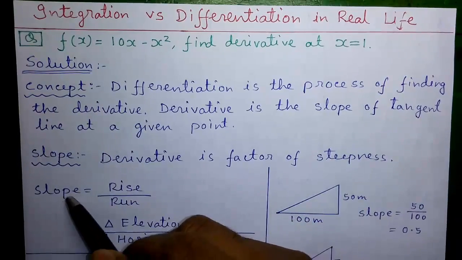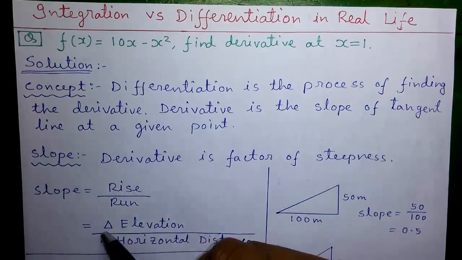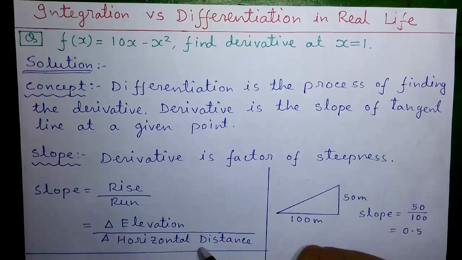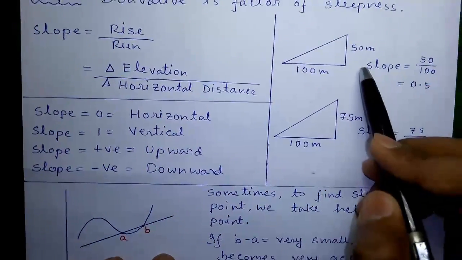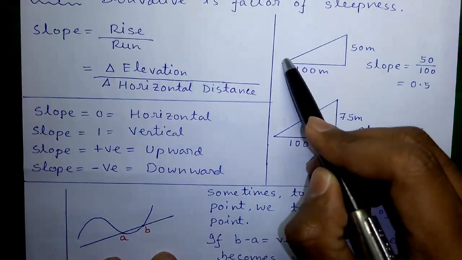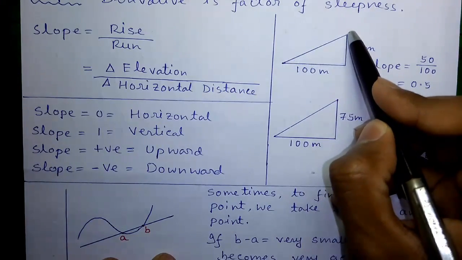Let's go to that. So what is slope? Slope is rise over run. That is, a small change in elevation divided by a small change in horizontal distance. Let's take an example. Let's say this is a hill and you are bicycling on a hill. So by pedaling you are going upward.